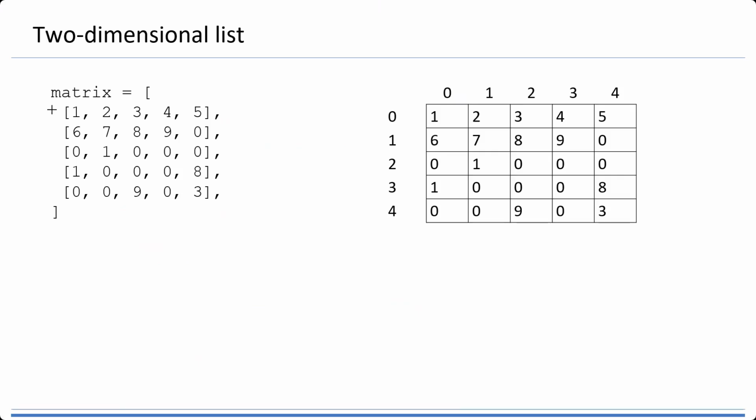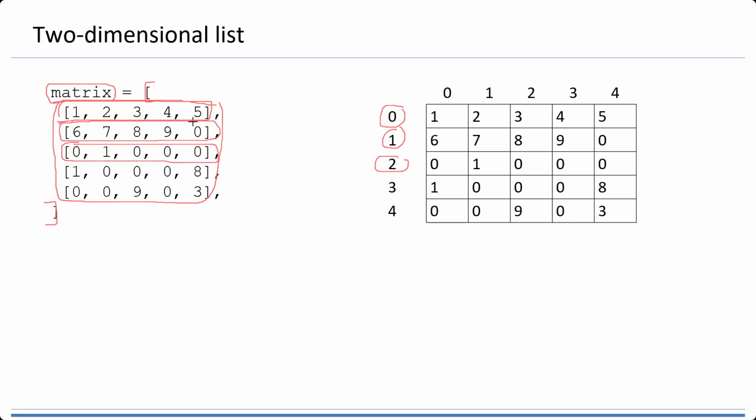Two-dimensional list, as I showed you in the early part. Let's suppose I have a variable matrix. So I have a list here. This is a collection of lists, where the first list is at index 0, the second list is at index 1, the third list is at index 2, and so on.